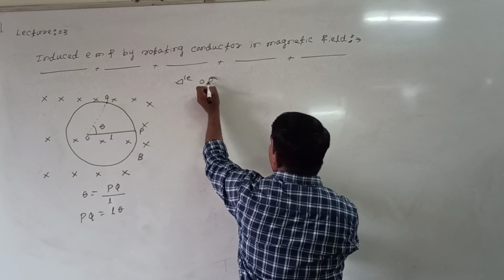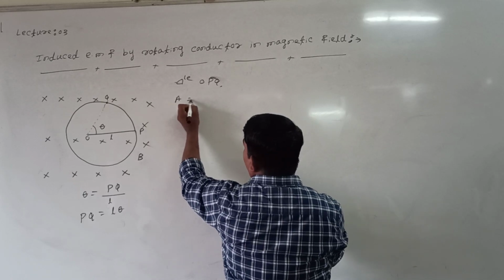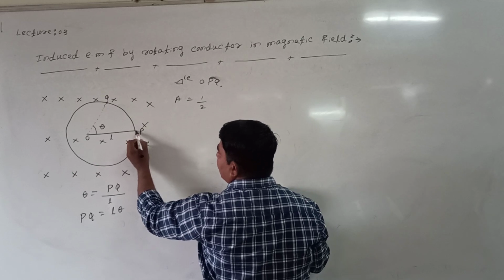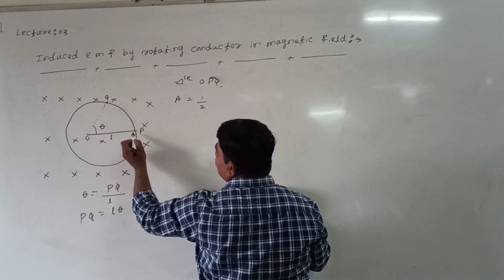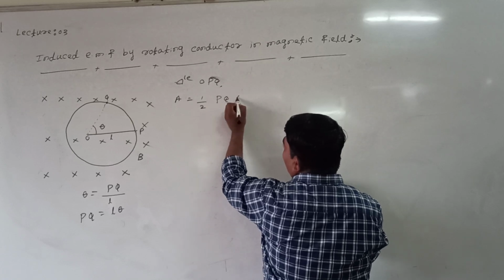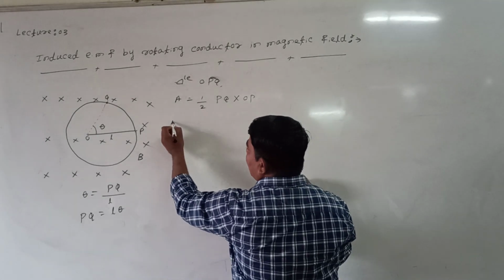OPQ looks like this. In this triangle, shall I take the area? Area is equal to half base into height. Base is equal to what value? Base is equal to PQ. Height is equal to OP, right?